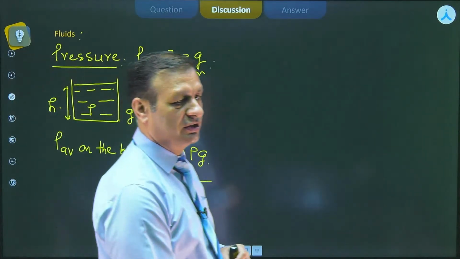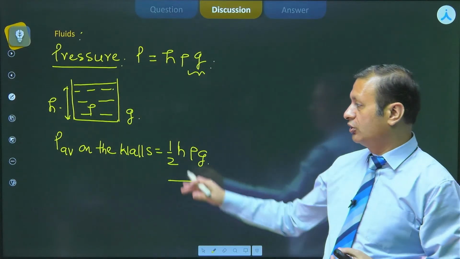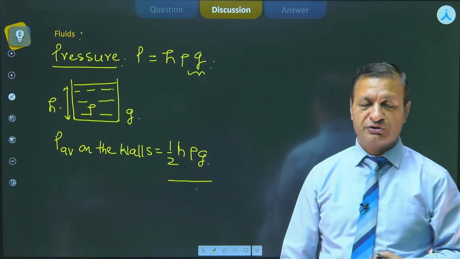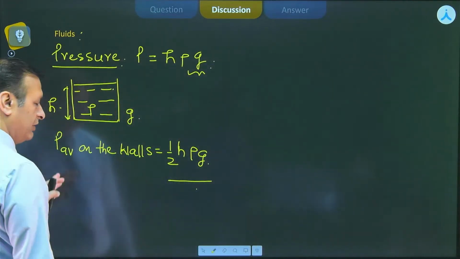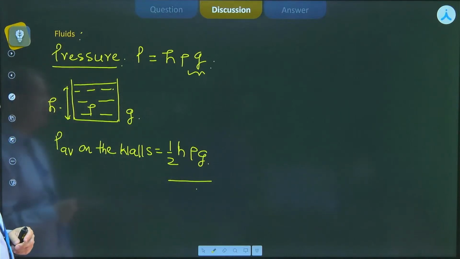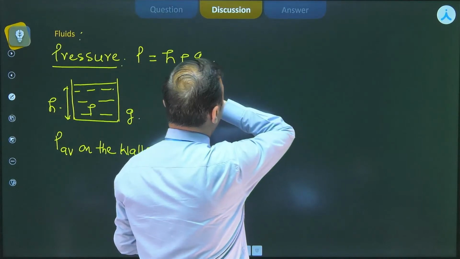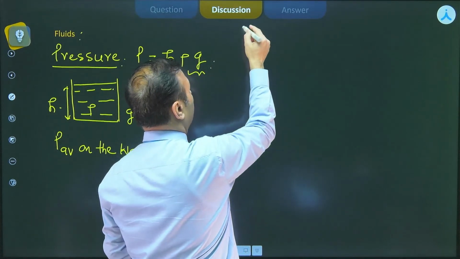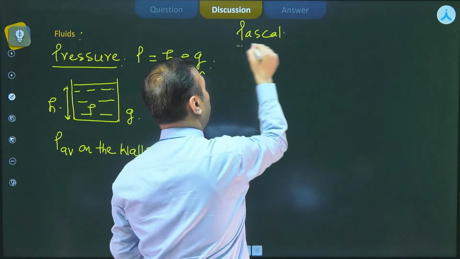What is the pressure exerted by the liquid column? That is h rho g. And what is the pressure exerted on the walls of the container? That average pressure is half h rho g. You got it or not? Anything from this part? Then we have an important concept based on this. So this is basically Pascal law.